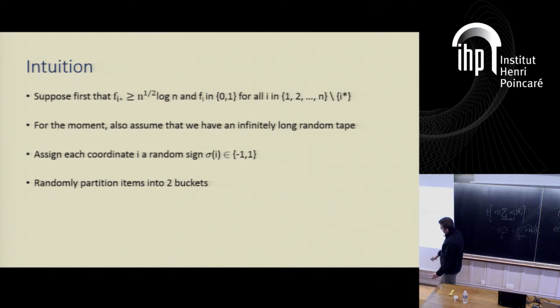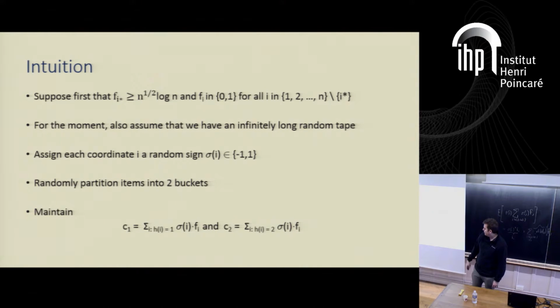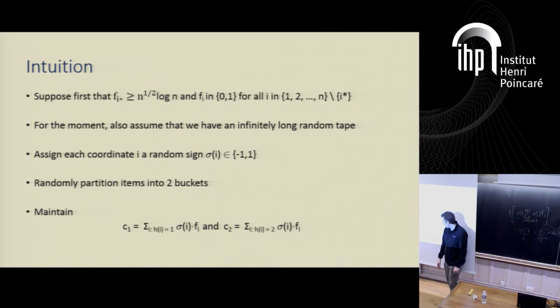And we're going to do something like CountSketch. So let's randomly partition the items into 2 buckets, just 2. And we're going to maintain a random sign sum in each bucket, just like in CountSketch. All right, so our hash function is h. C1 is the counter for all the items which hash to the first bucket. C1 is the sum over items i that hash to the first bucket of their sign sigma i times their frequency. And C2 is the same thing for the second bucket.